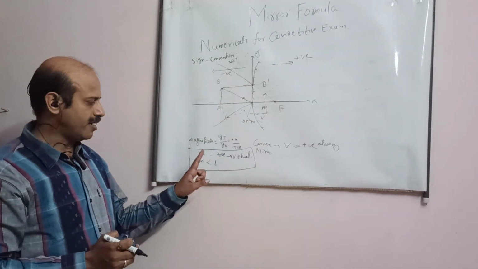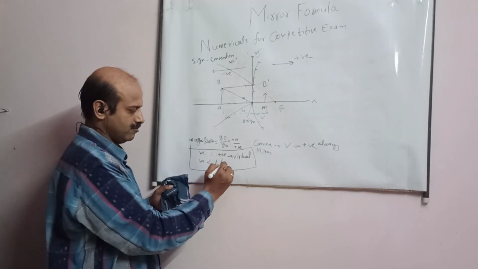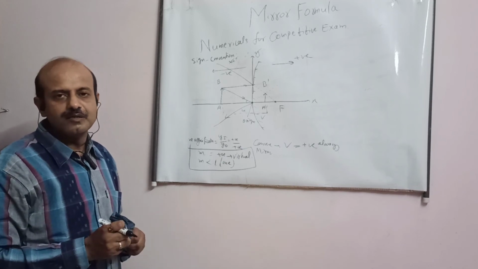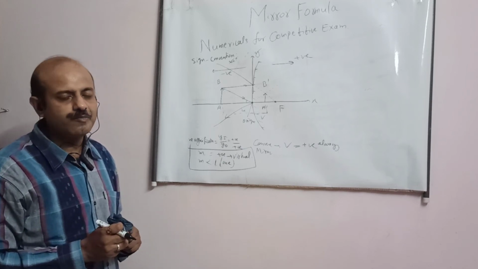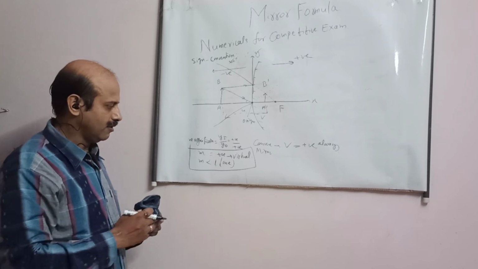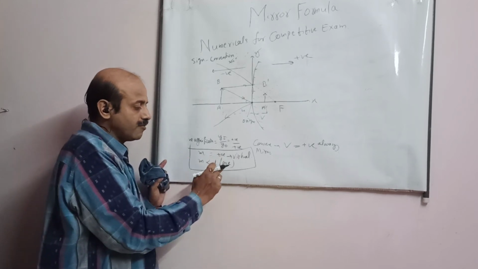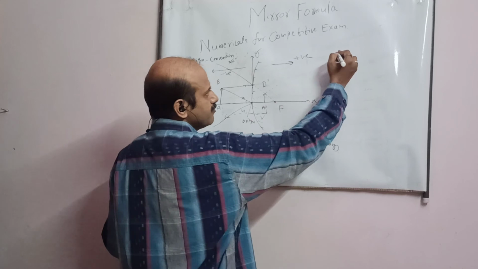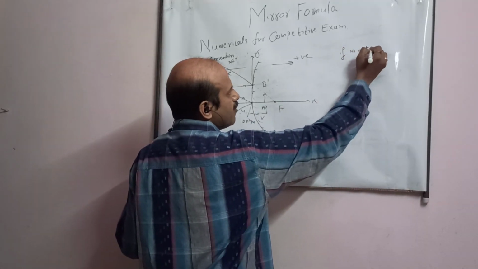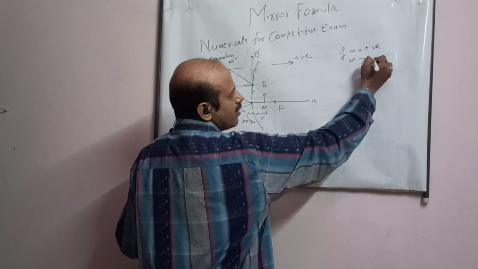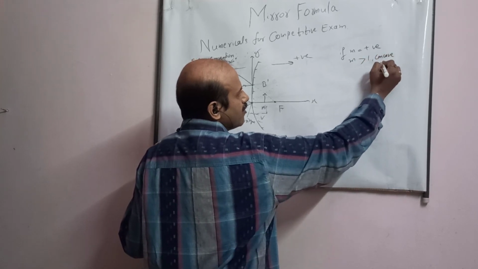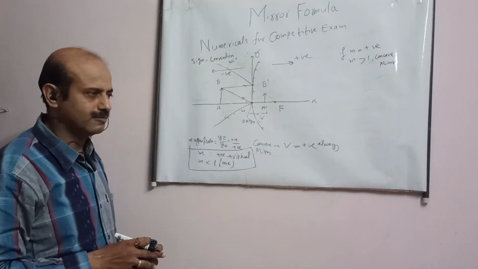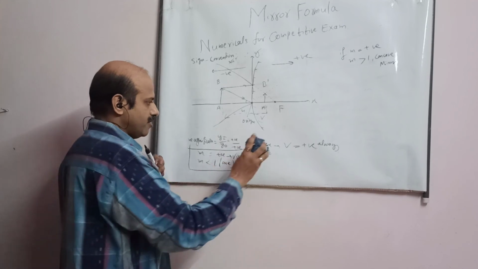If the image is virtual and its M is less than 1, the mirror will be convex. But if M is positive and M is greater than 1, then it will be concave mirror. If M is positive and M is greater than 1, it will be concave mirror. It is not possible in case of convex mirror. Okay, student? One more thing, student.